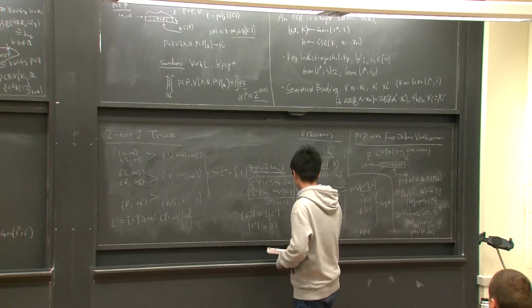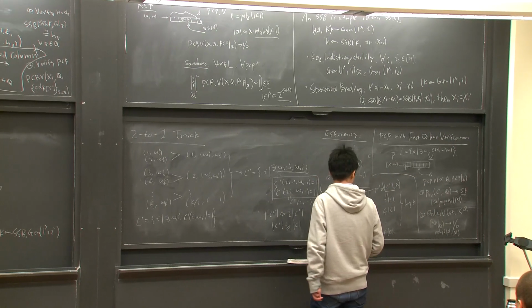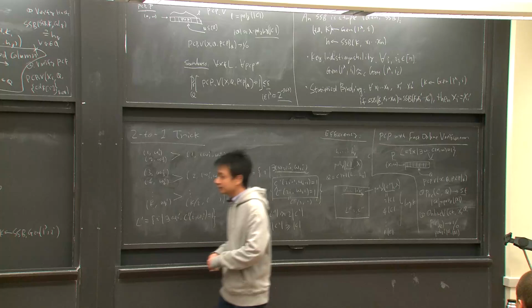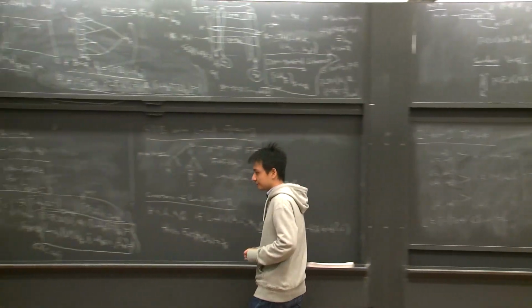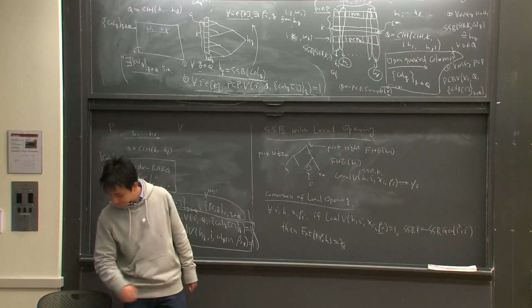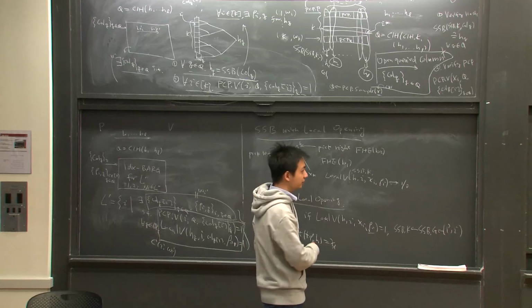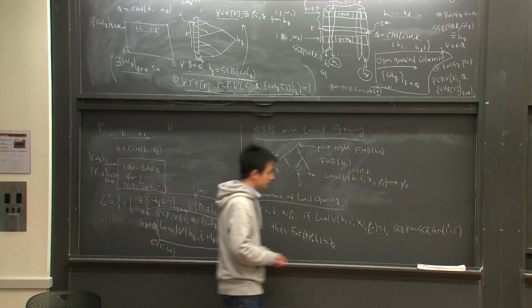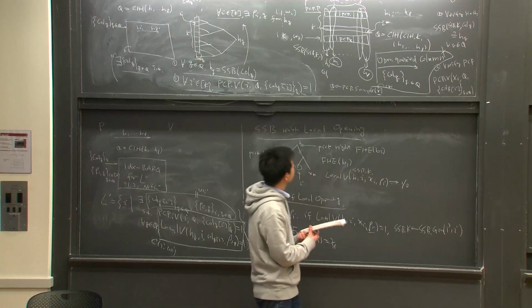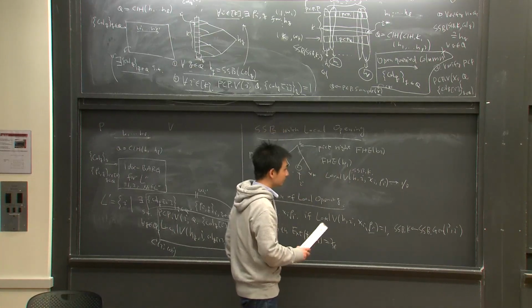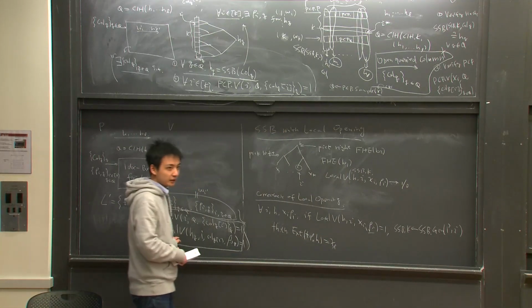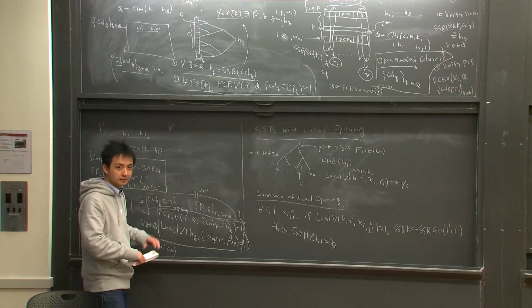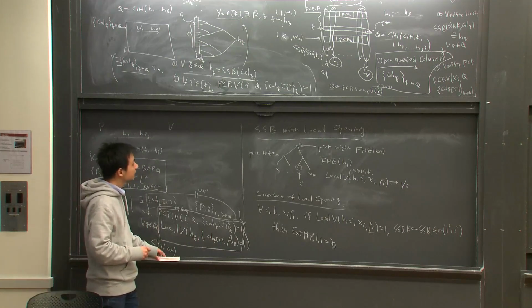So now we will use this PCP with this property, and then we can further modify the construction to only do the online verification here in C prime. Okay.